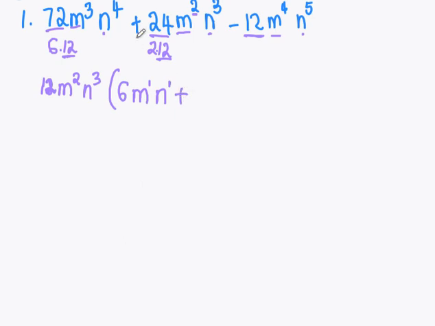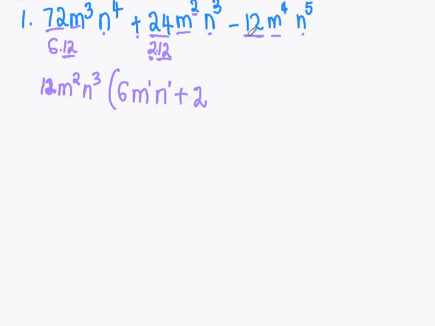Plus, with 24 divided by the common factor 12, we have 2. So we have our 2 here. M squared is the common factor, so that's out. There's no other m left. And n to the power 3 is also taken out. There's no other n left as well. So we leave it there.